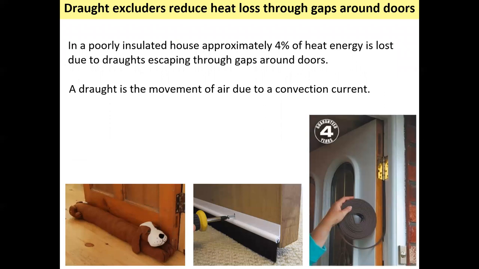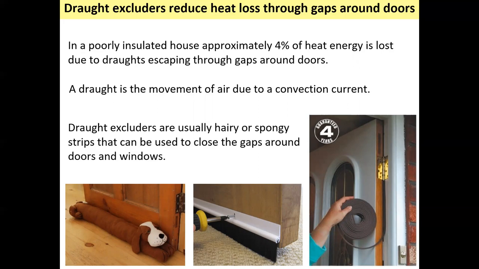So the first type of insulation is a draft excluder. Now, draft excluders reduce heat loss through gaps around doors. Now, in a poorly insulated house, approximately 4% of heat energy is due to drafts escaping through gaps around doors. Now, a draft is a movement of air due to a convection current. So the draft allows that heat, that warm air, to escape under and around the door. Now, there are different types of draft excluders available, and usually they're hairy or spongy strips that can be used to close the gaps around the doors and windows.